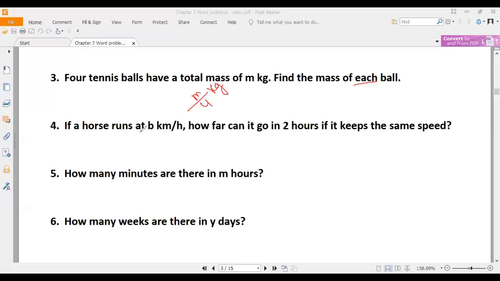Number 4, if a horse runs at b kilometer per hour, how far can it go in 2 hours if it keeps the same speed? By using the formula of distance, how far represents distance. Distance equals speed multiplied by time. What is the speed here? Speed is b and time is 2. So the answer should be 2b kilometer.